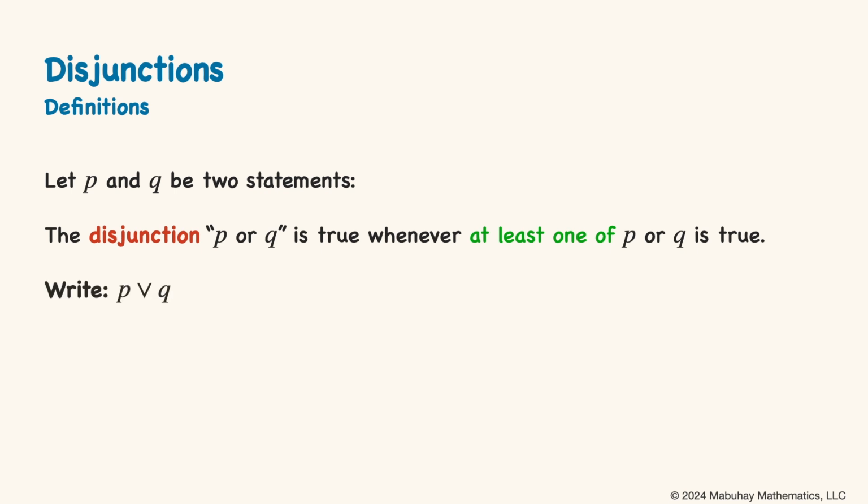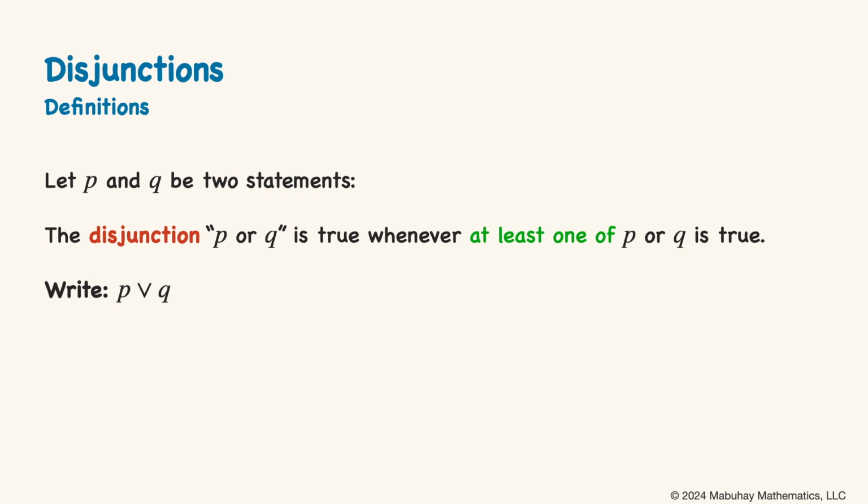And again, we have a notation. You just flip the notation for and upside down, and then you get the notation for or. So this downward facing angle is just a notational representation of the word or. So we read this P or Q.